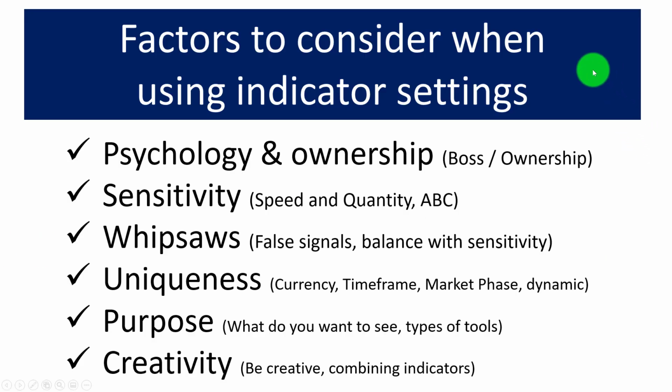In the first video I listed these factors which we need to take into account when using indicators. So we spoke mainly about the psychology and ownership of settings and how you need to be the boss over your forex trading robot or indicators and treat them as your servants. Now in this video we're going to be looking at some of the other areas, and I'm going to be mainly looking at sensitivity, but we're also going to be talking about whipsaw elements and also look at some creativity during this video.